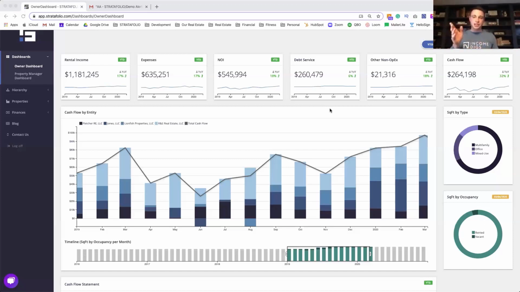And I'm also seeing specific metrics that are specific to real estate that QuickBooks doesn't call out: debt service, cash flow, etc. So yeah, this is the kind of stuff that gets me excited too, this dashboard type look.